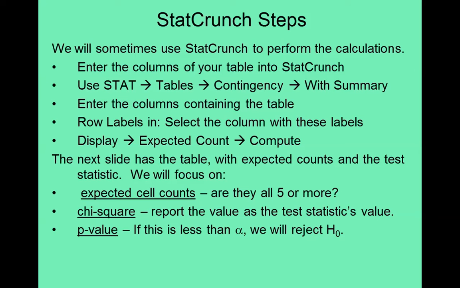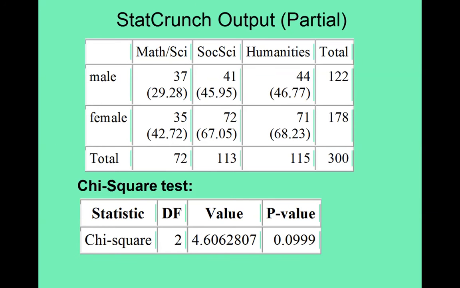The next slide has the table with the expected cell counts and test statistic. We're going to focus mainly on the expected cell counts to make sure they're all 5 or more so that our analysis is valid. And then we're going to look at the chi-square test statistic value and the probability, or the p-value. And remember, if this is less than our level of significance alpha, we would reject the null hypothesis. Notice the table matches what we produced doing the hand calculations earlier. The test statistic matches when you round to 3 digits after the decimal point. Round-off error in our own calculations when we got the expected cell counts is what causes the slight difference.